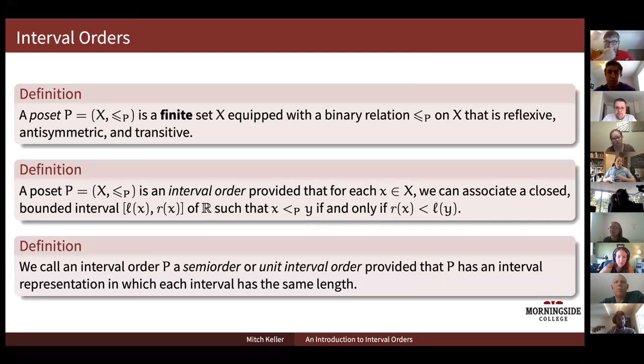There's another more restricted class of interval orders that I'm going to call semi-orders for historical reasons. It's a bad name. Now we realize that unit interval order would be a better name, because it's an interval order where you can find this collection of intervals in such a way that every interval has the same length, and so we might as well make them all unit intervals.